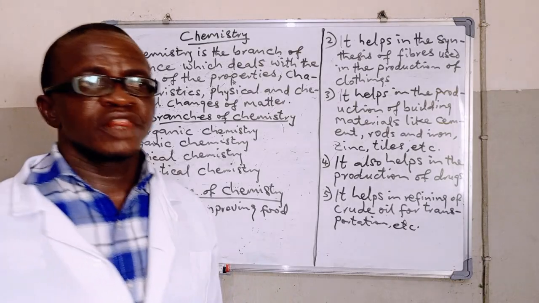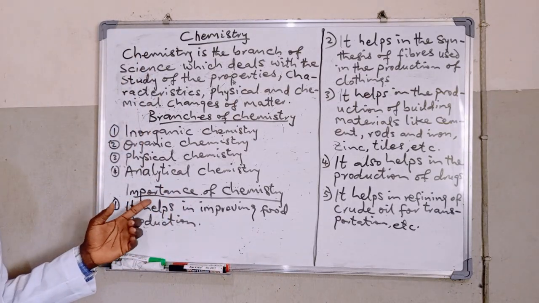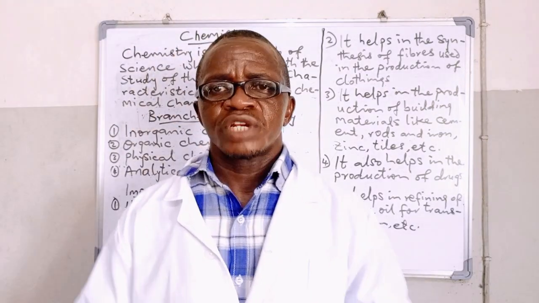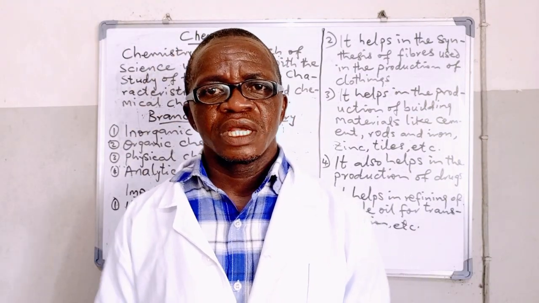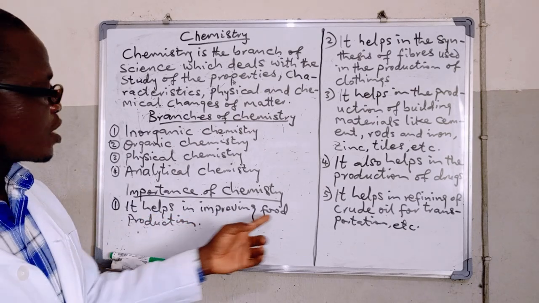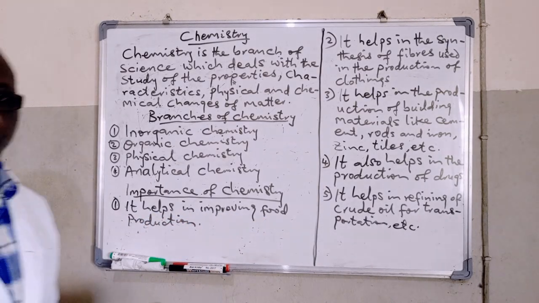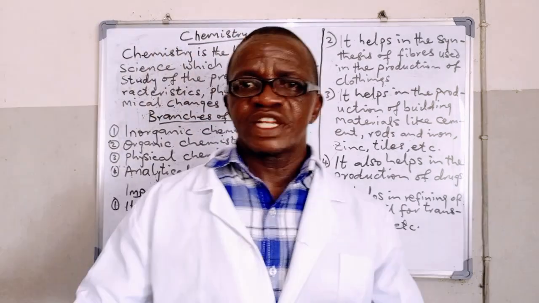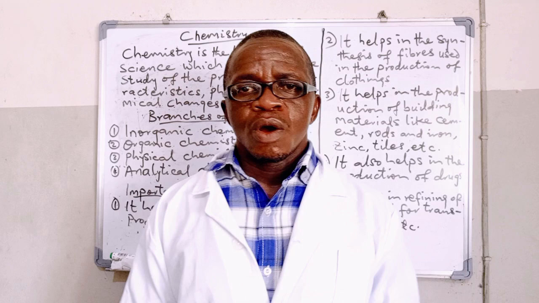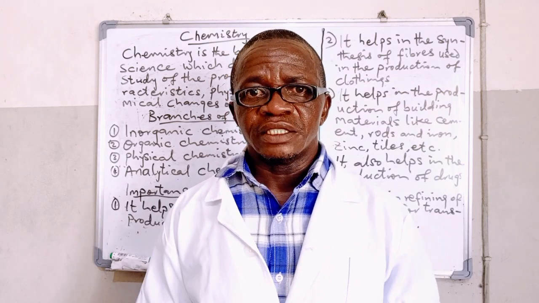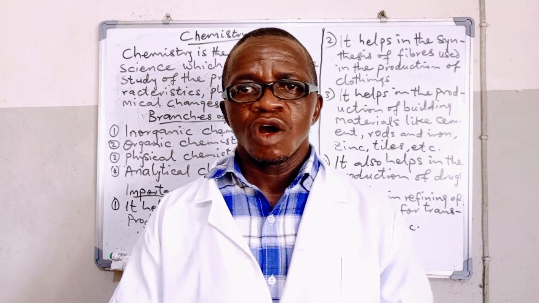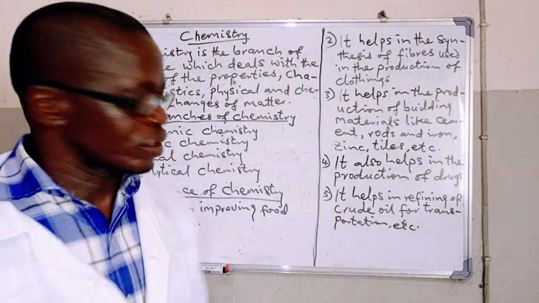Okay, having known all that, let's go to the importance of chemistry. Why do we have to study chemistry? How is it important? Number one, it helps in improving food production. For example, even the fertilizers and insecticides that we are using in our farms are designed from the knowledge of chemistry to boost up the yield of the farm products.